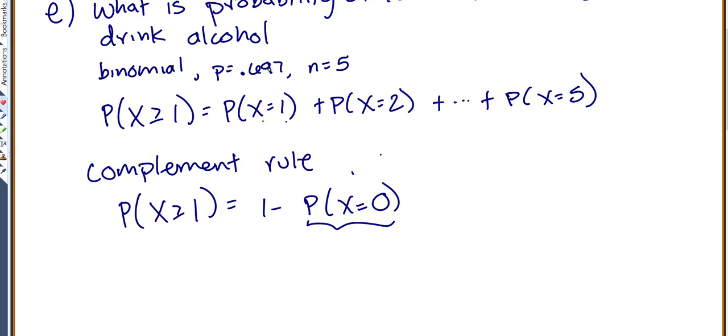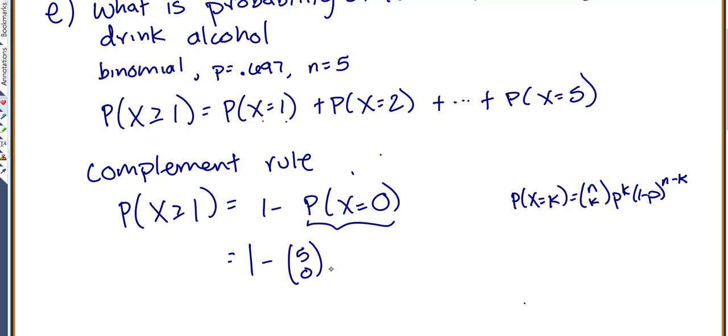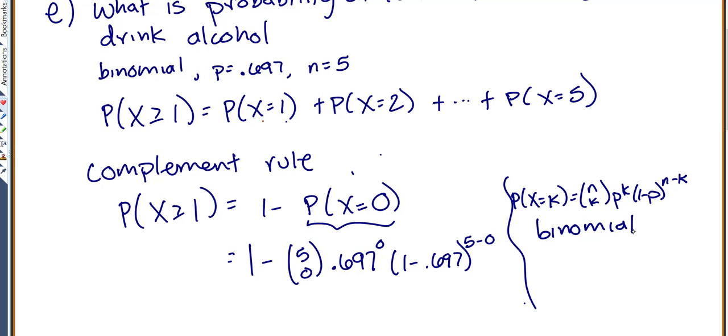So remember, this was binomial, so let's look at our binomial probability. The probability that x equals some specific number is going to be n choose k, times p to the k, times 1 minus p to the n minus k. So in our case, this is going to be 5 choose 0, times our probability of 0.697 to the power of 0, times 1 minus 0.697 to the power of 5 minus 0. Or you can put it in your calculator, and you could look for the binomial distribution.